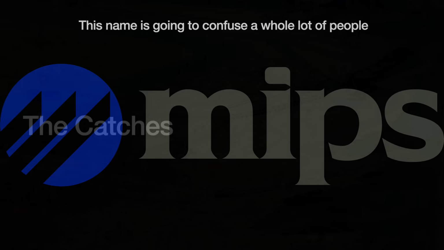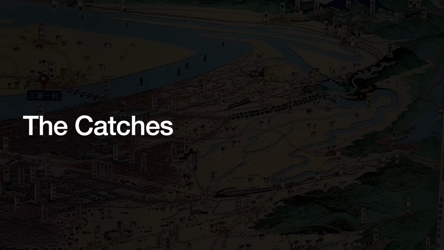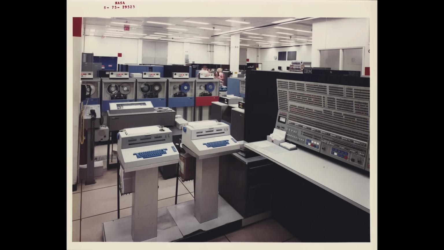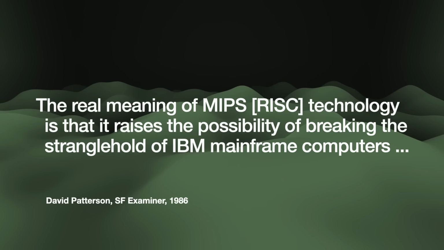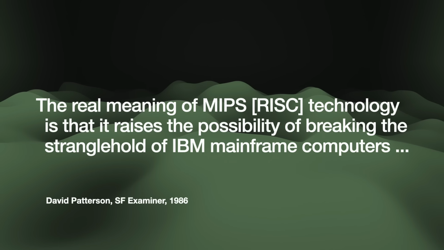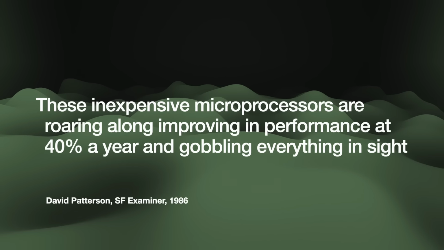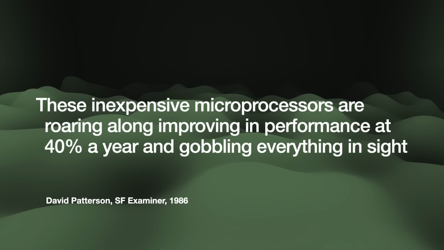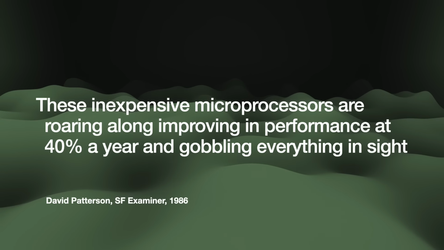If achieved in practice, RISC's blazing speeds and simpler designs were certainly tempting. It challenged what David Patterson and others called the existing paradigm, which was held by CISC chips. Patterson told the SF Examiner in 1986, "The real meaning of MIPS/RISC technology is that it raises the possibility of breaking the stranglehold of IBM mainframe computers. These inexpensive microprocessors are roaring along, improving in performance at 40% a year and gobbling everything in sight."